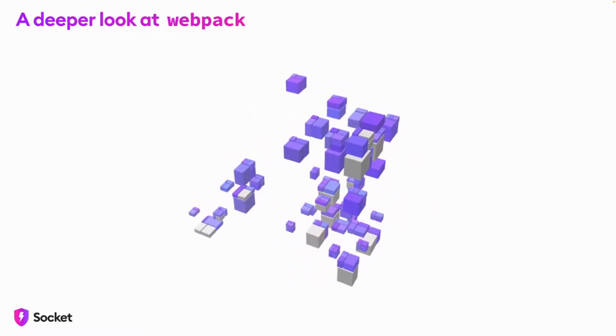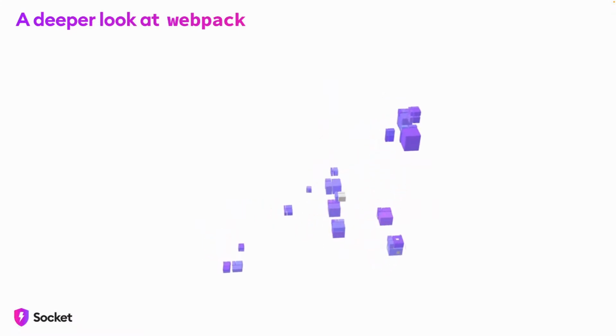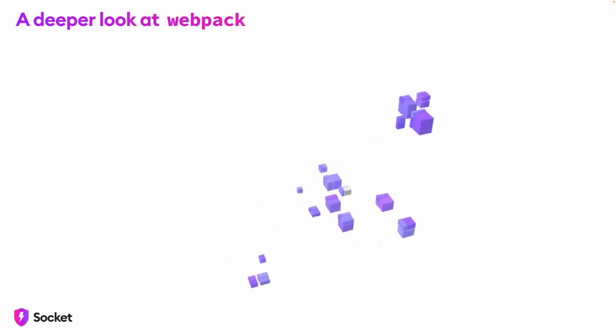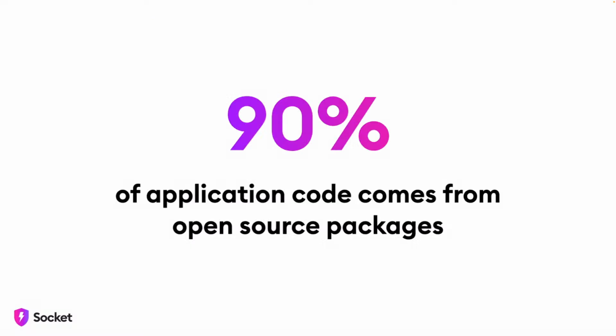So this is just our attempt at Socket to show in a visual way what is the kind of complexity we're dealing with when we install even a single dependency such as Webpack. It's often surprising for people, especially if you've never opened up the node modules folder on your computer and looked inside to see what is going on. But it's really a lot of packages, and so for that reason, it's probably not surprising that 90% of an application's code comes from open source packages. This is just how we do it today. So that's the first reason.